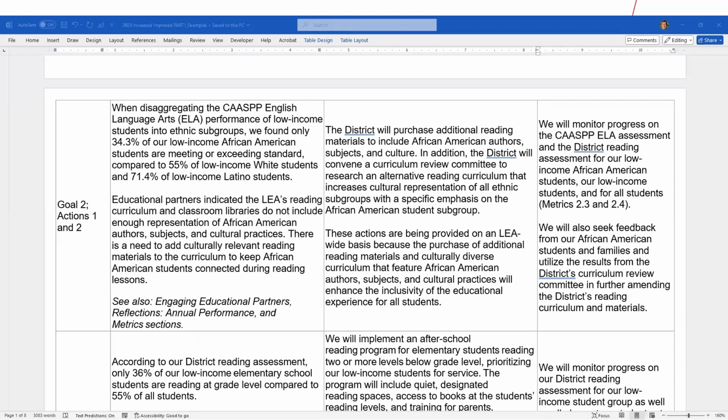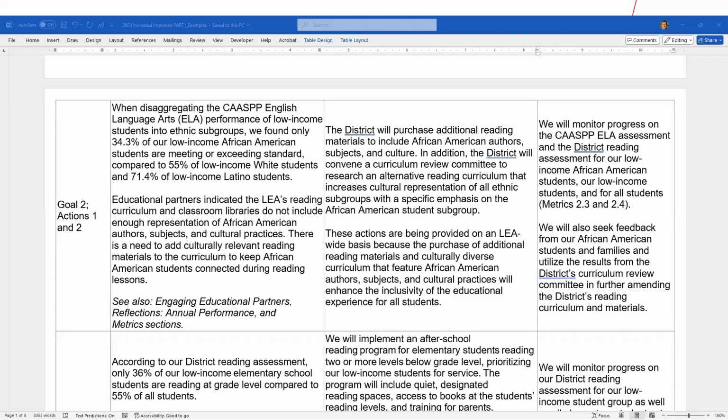So this LEA disaggregated their low-income student data into the various ethnic subgroups in the LEA of low-income students. So it's low-income at the top, and then you look at low-income, in this case, low-income African-American, low-income white, low-income Latino. So when the LEA did that, they're looking at their low-income student group and they're looking at individual racial ethnic student groups within the low-income group.